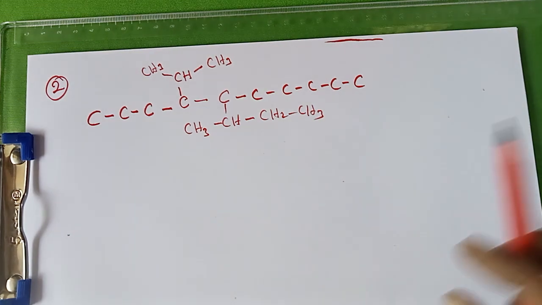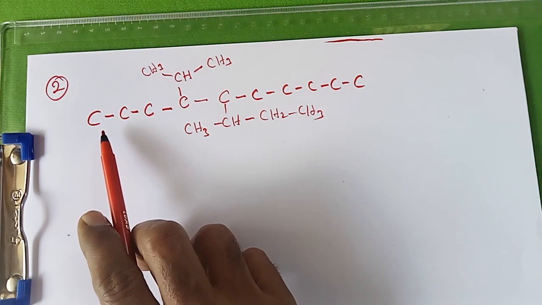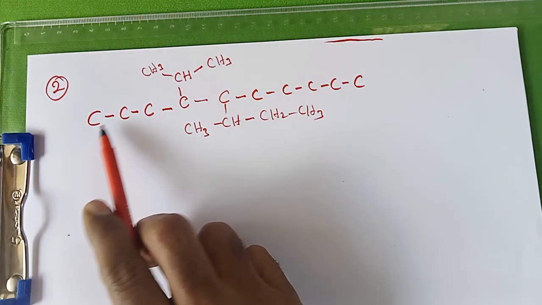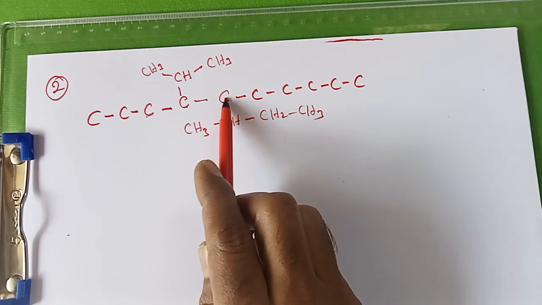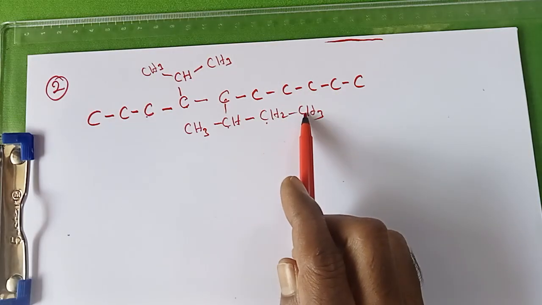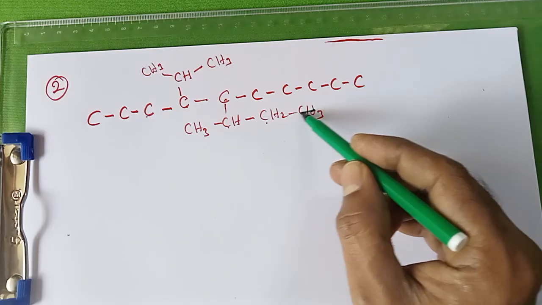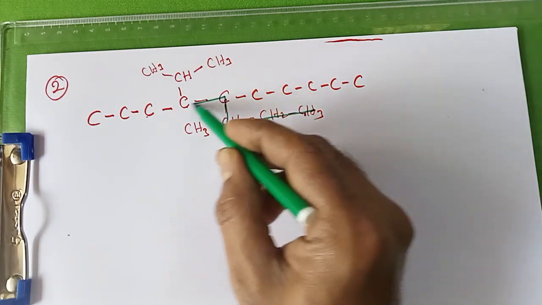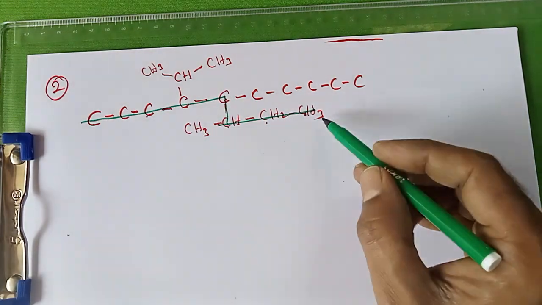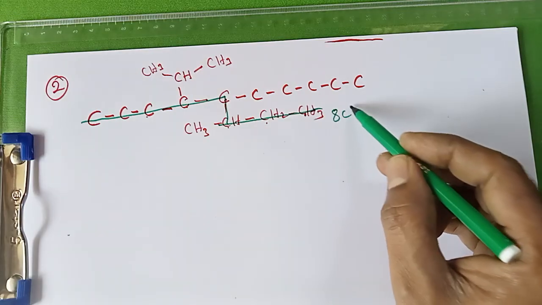In this, the first point is you select the parent chain. If you select the parent chain and count the numbering 1, 2, 3, 4, 5, 6, 7, 8 only. For example, I make one green line. In this chain, how many carbons are present? 8 carbons.